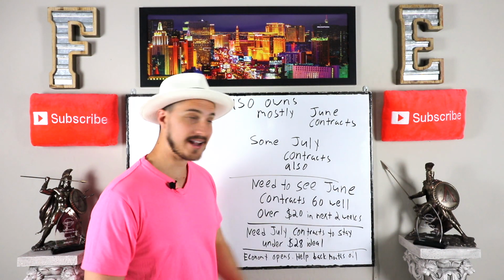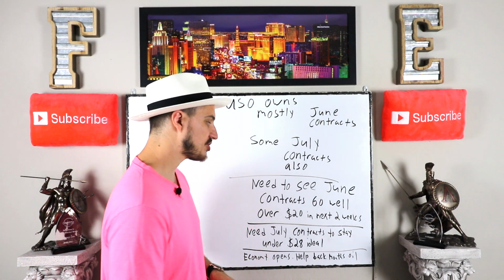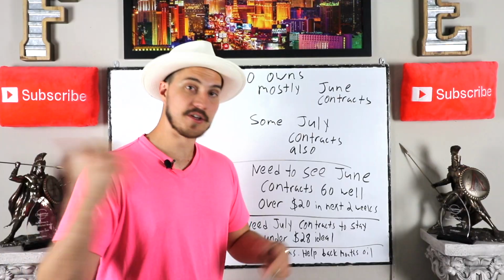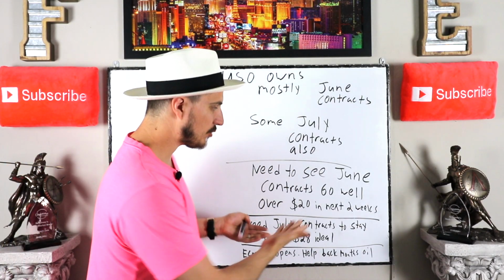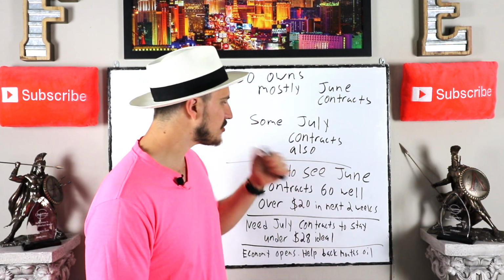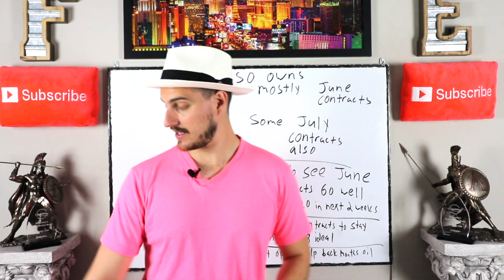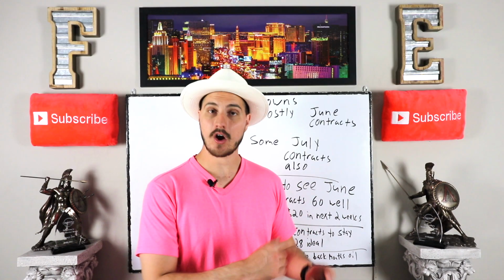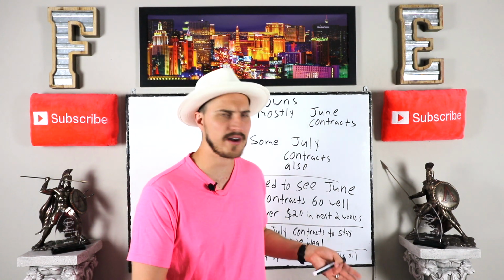I need July contracts to stay under $28, which would be ideal. I don't want July contracts to go up like crazy. If the June contracts go up a bunch, but the July contracts go up a bunch as well, we're still going to be in a situation of big contango. Imagine the June contracts go to $28. That means they probably made some good money on the June contracts, depending on what price they were bought at, which could have been anywhere from 20 to 24.